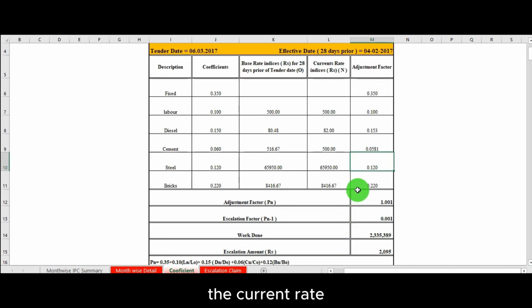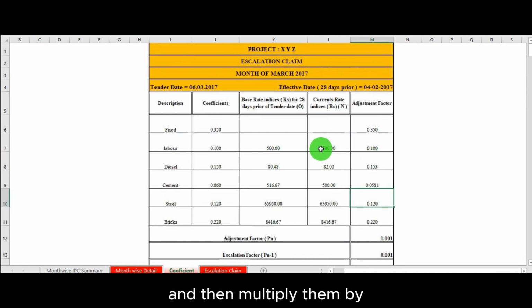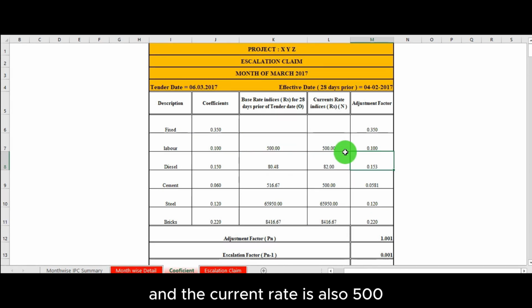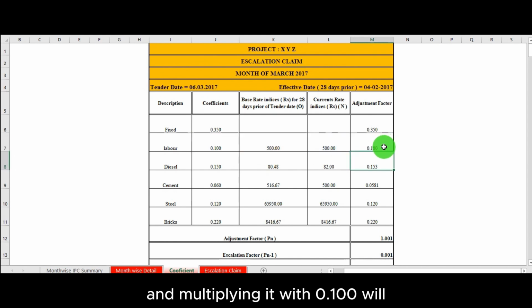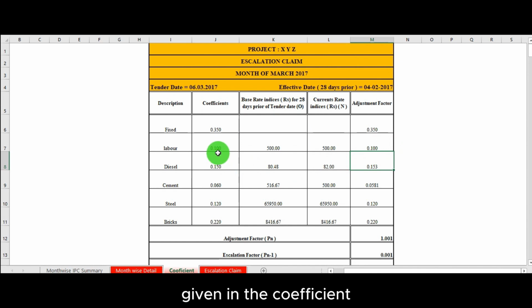When we divide the current rate by the base rate and then multiply it by the weightage, we will get the adjustment factor. For example, the coefficient for labor rate is 0.100, the base rate is 500 and the current rate is also 500. Therefore, by dividing 500 by 500 and multiplying it with 0.100, we will get the adjustment factor, the same as given in the coefficient, which is 0.100.